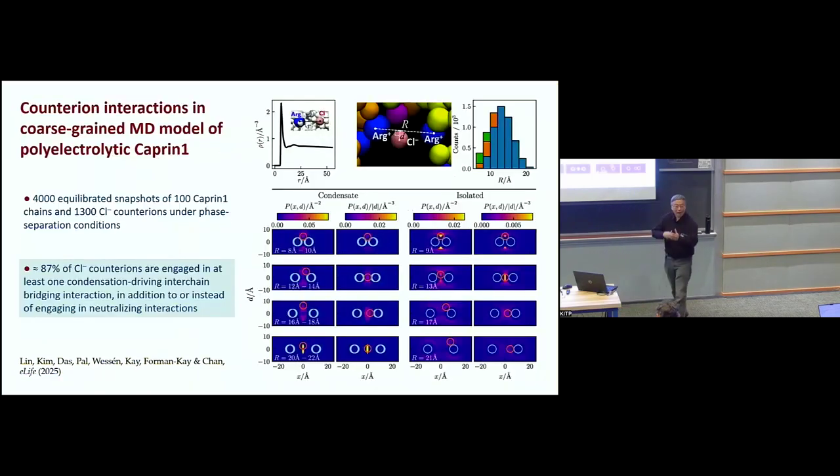So we scanned through the snapshots, 4,000 snapshots and so on. We indeed see more than 87% of the chloride counterions are actually engaging in this kind of bridging interaction. So those are the effects that are stabilizing the condensates for polyelectrolyte.